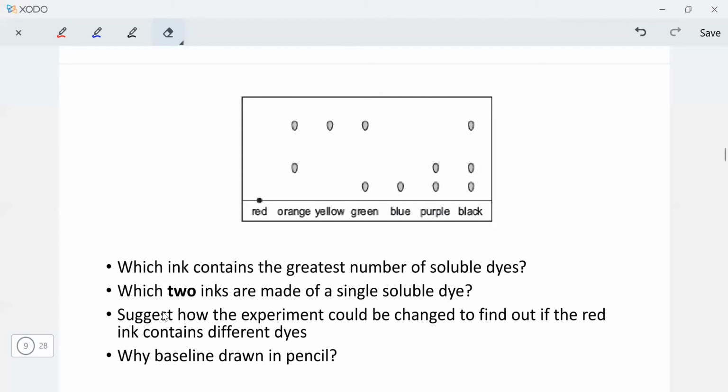Why is the baseline drawn in pencil? So the answer for this very common question is that pencil is insoluble in water.